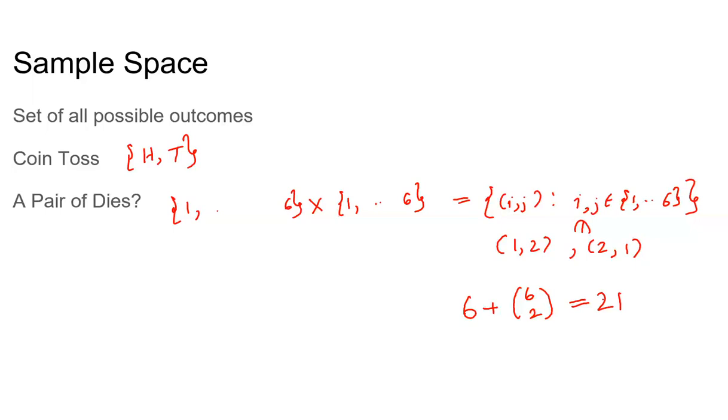Is this clear how I counted here? The first case was when both the dice were the same. The second case, let's assume that both the dice were different. Then how many possibilities are there? You don't need to order them. 6 choose 2.